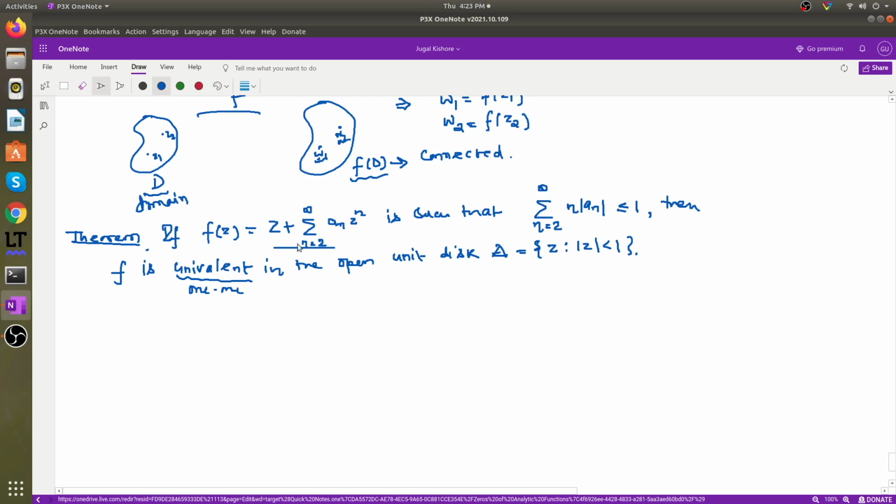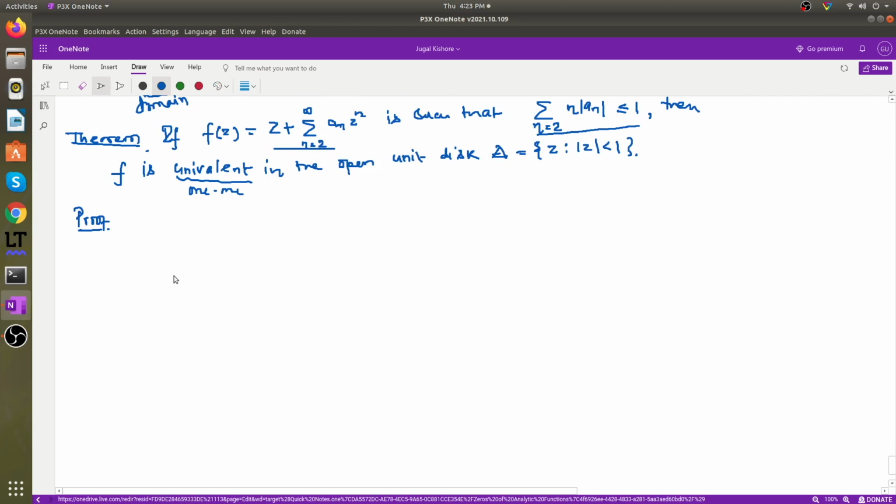So we need to prove that if a function f(z) has such a series representation with the condition on its coefficients, that the summation from n equals 2 to infinity of n times |a_n| is less than or equal to 1, then such a function f is univalent. To prove this, the proof is straightforward, and we can use Rouche's theorem. So let z naught be a point in delta.